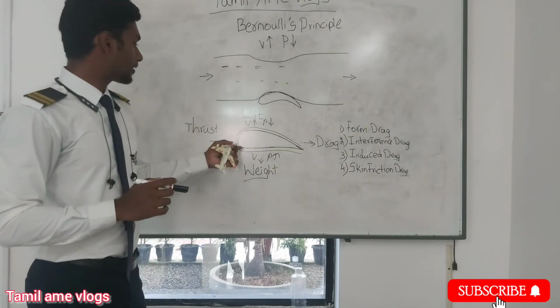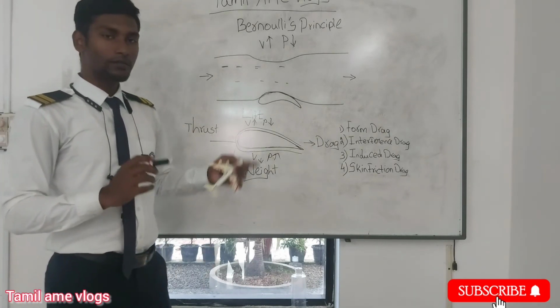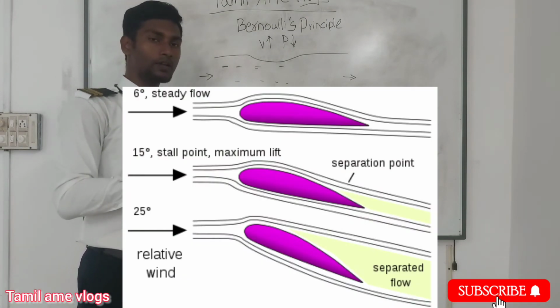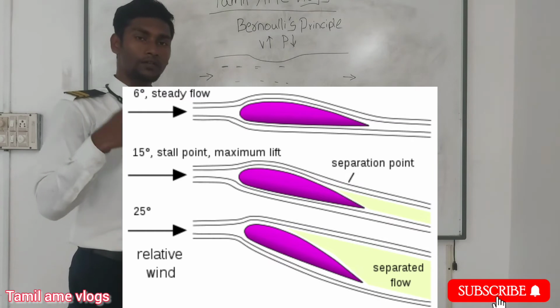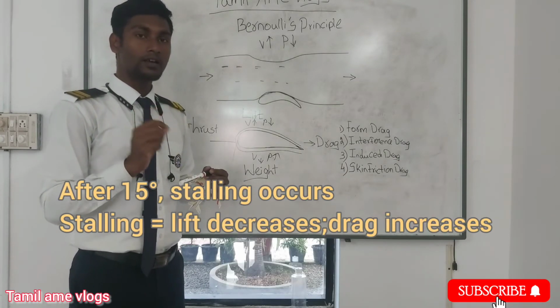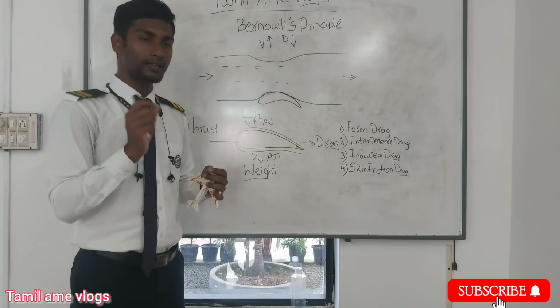Okay. This aerofoil will produce lift only at some angles, which means below 15 degrees only it will produce lift. After 15 degrees the lift is reduced and the drag increases. Okay. That angle is called the critical angle. That 15 degree angle is called the critical angle.